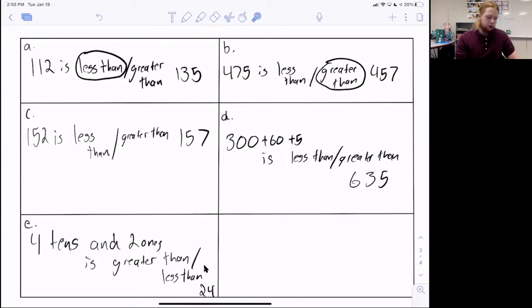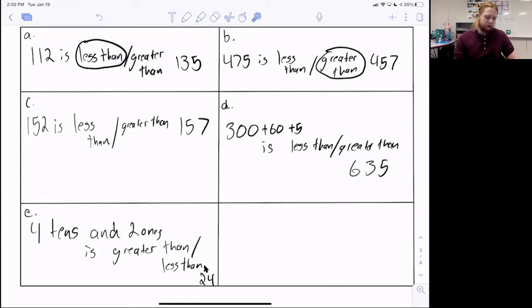All right, 152 is less than or greater than 157. Well, let's check it. These ones are the same. I'm even going to compare them like this. That way we can see. The ones are the same. The 5s are the same. Do we know which one's bigger yet? No. But the 2 and the 7 are different. Is the 2 bigger or is the 7? The 7. So 152 is less than 157.